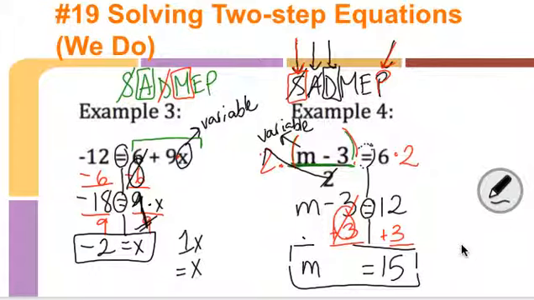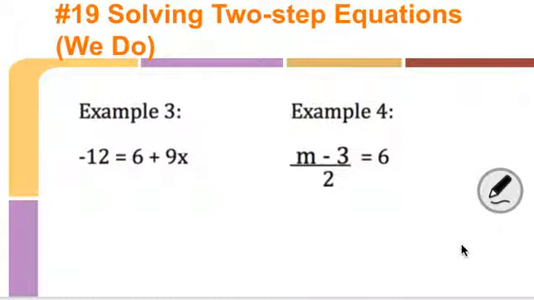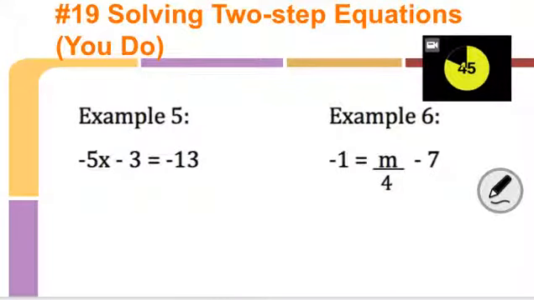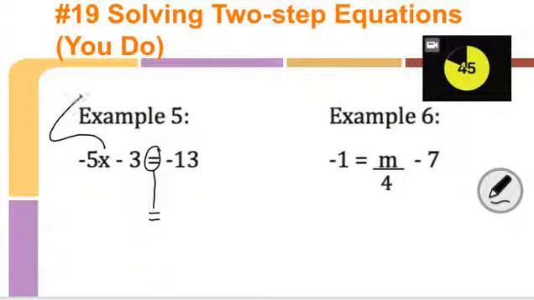All right, 2 more examples and then we will be done. Example 5 and example 6. If you'd like to pause here and actually try it on your own, feel free to do that. Okay? So, example 5 says negative 5 multiplied by x subtract 3 equals negative 13. I'm going to find my middle, that's my equal sign. I'm going to find my variable, that's my x.